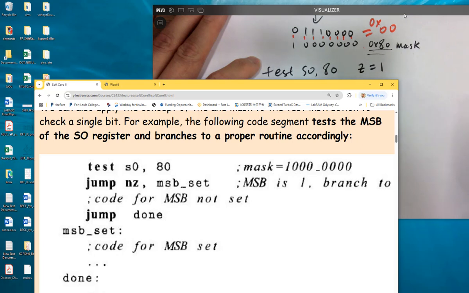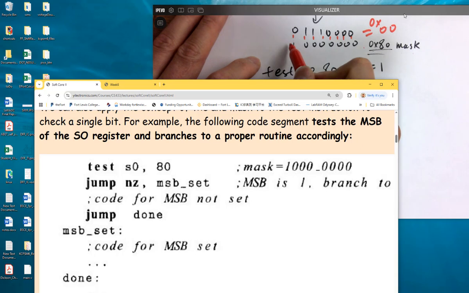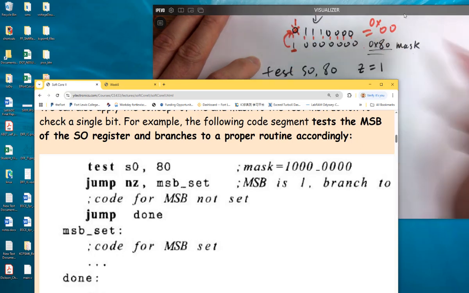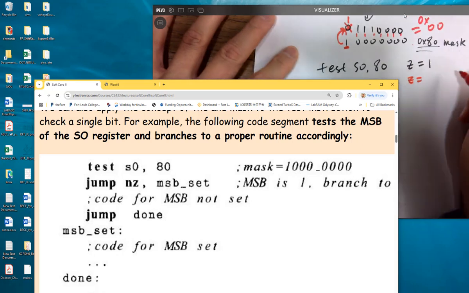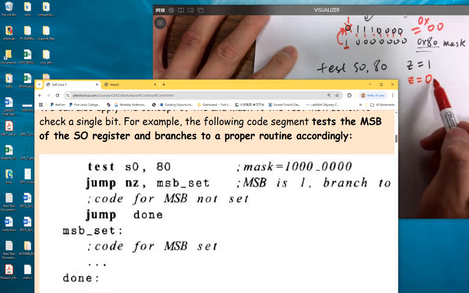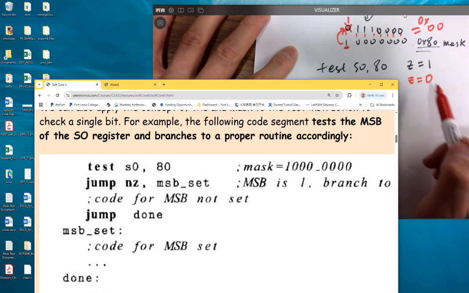Okay? So basically I'm setting the mask's MSB to be 1. So I'm actually testing the MSB of S0. Because if this is 0, it's giving a 0. If this guy is 1, for example, if S0's MSB is 1, what's going to happen? Z equals 0, because the 0 flag is not on, so Z becomes 0, right?